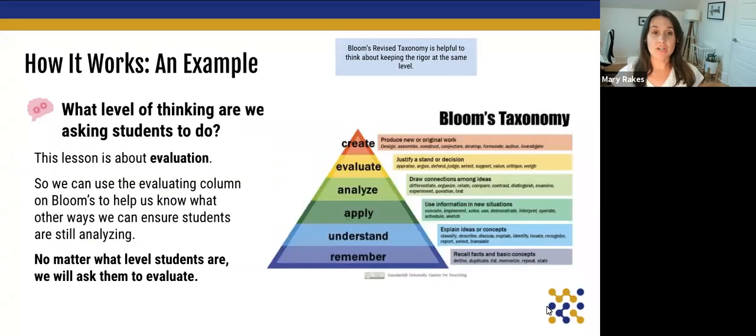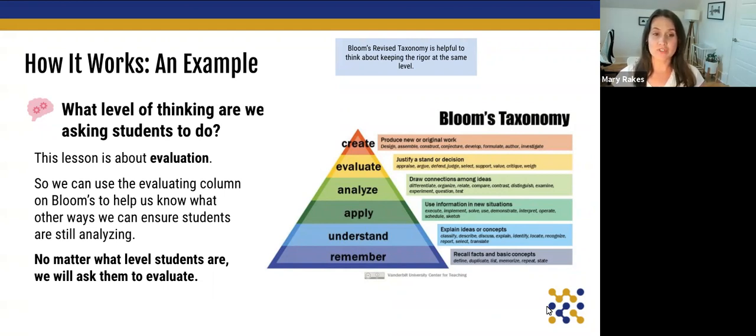When we think about that, we're going to look at Bloom's taxonomy, the revised version. This is really helpful because it helps think about keeping the rigor the same. So this lesson is about the level of evaluation. We can use the evaluating column on Bloom's to help us know that there are other ways that we can ensure students are still analyzing and looking through the text. No matter what level students are, we're going to ask them to evaluate.